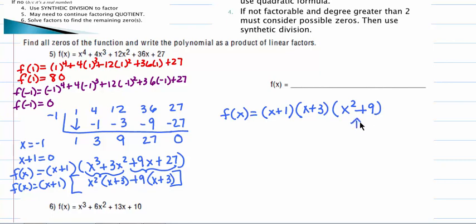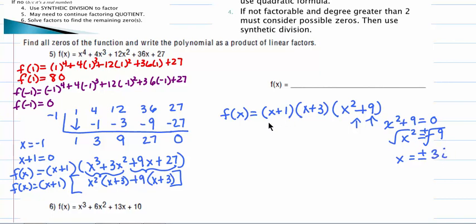I have to keep going with this quadratic that's right here. In order for me to figure out what my factors are, I would have to set that equal to 0 and solve it. I would have x squared plus 9 equals 0. Subtract 9 from both sides, so I have x squared equals negative 9. Take the square root of both sides. Once I take the square root of both sides, I have a positive and a negative. So I have x is equal to positive and negative 3i.